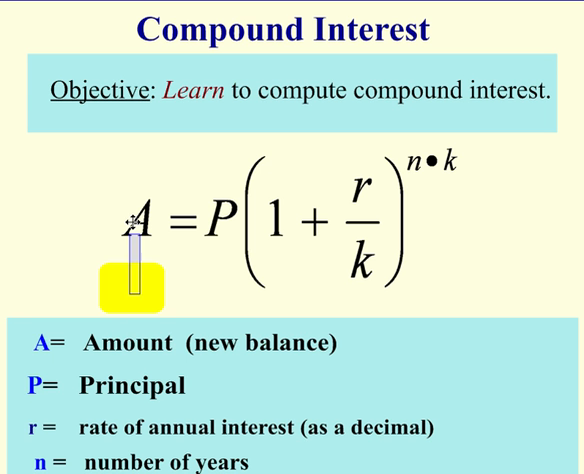The first one is the A. This A is going to stand for the amount of the new balance. This is going to include your interest, not only the money you invested, but also your interest. You've got to be careful with that one, in case they ever ask how much interest you made. You're going to have to do a little subtraction.